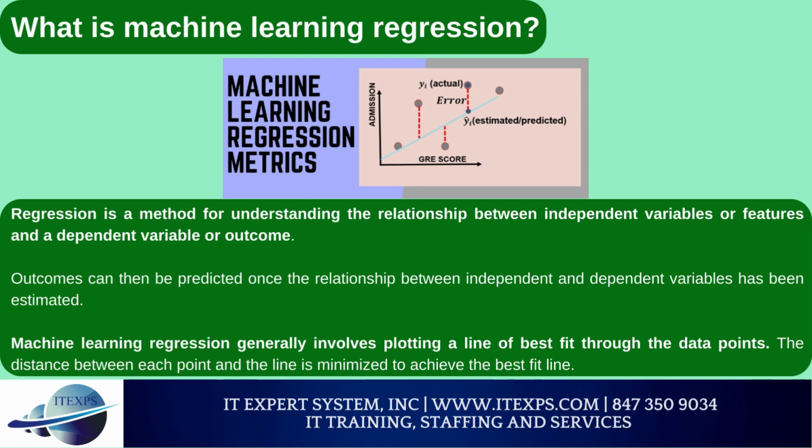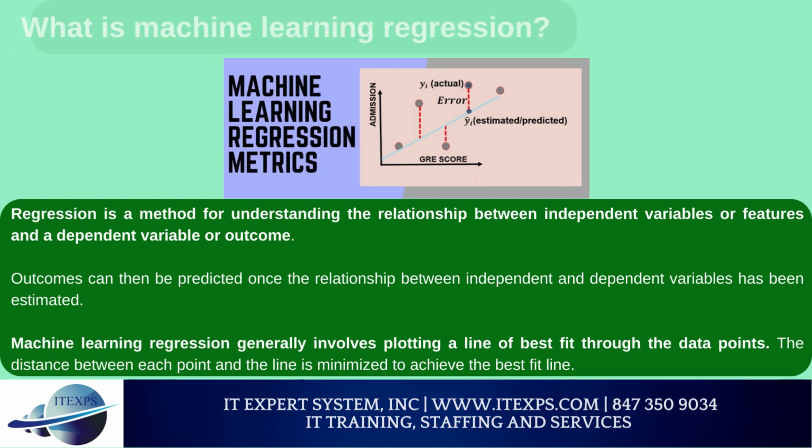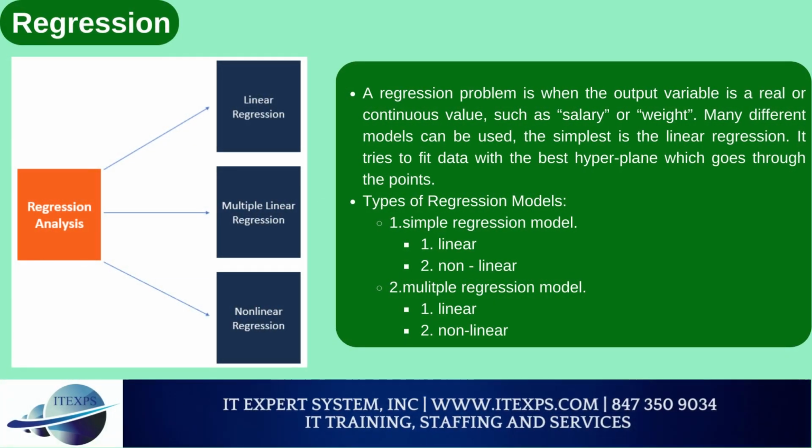It is used as an approach to predict continuous outcomes in predictive modeling, so has utility in forecasting and predicting outcomes from data. Machine learning regression generally involves plotting a line of best fit through the data points. The distance between each point and the line is minimized to achieve the best fit line. A regression problem is when the output variable is a real or continuous value, such as salary or weight.